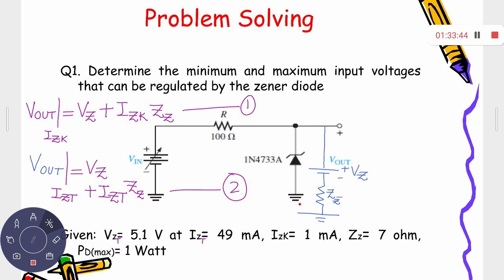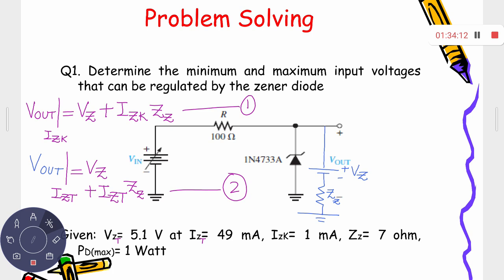Sir, why do they add VZT? VZ will be constant. VZ is equal to 5.1 at IZ is equal to 49. Whenever the current 49 milliampere is flowing, the voltage that you are measuring over here is basically 5.1 volts. So remember, this voltage has two components. One is that constant DC, plus the voltage developed across this ZZ.